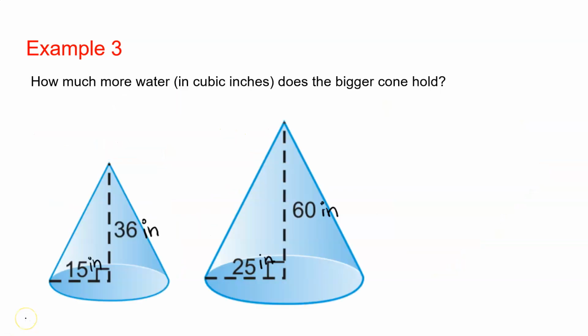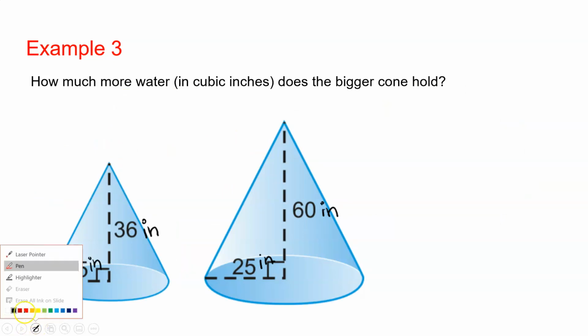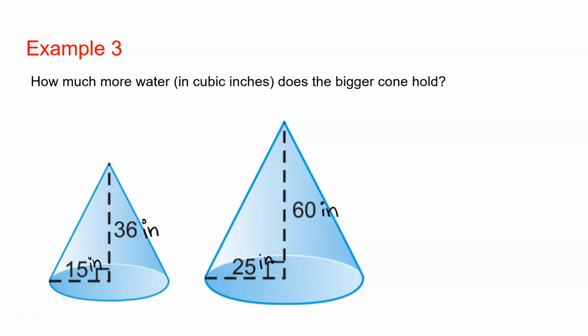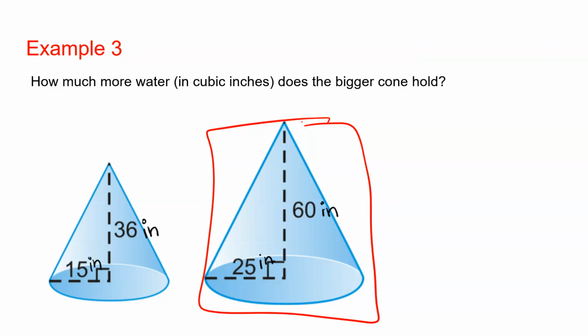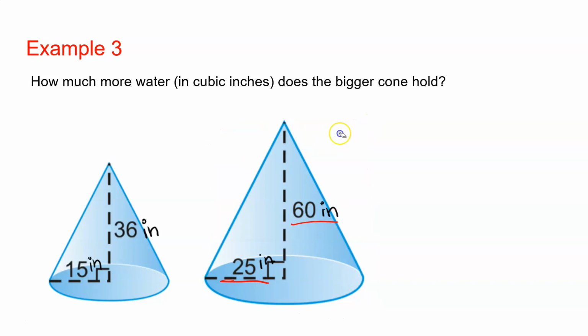All right, example number 3. Example number 3 says, how much more water in cubic inches does the bigger cone hold? So, right, looks like this one is obviously the bigger one, right? It's drawn bigger, the height is even bigger, and then the radius is even bigger. So we know that that one's bigger for sure, right? Bigger radius, bigger height. It's going to have bigger volume. So how much more water does the bigger cone hold?